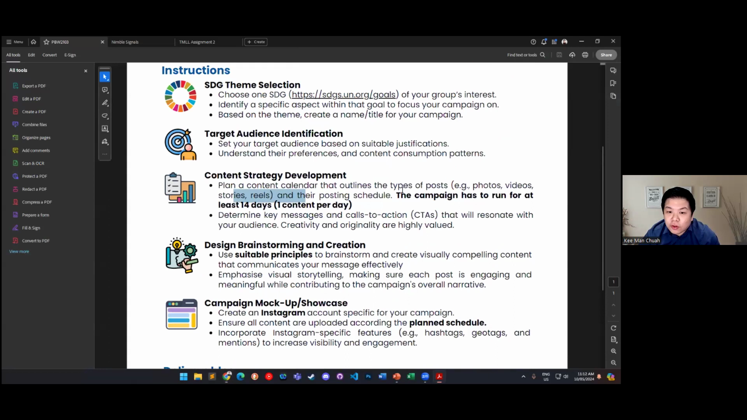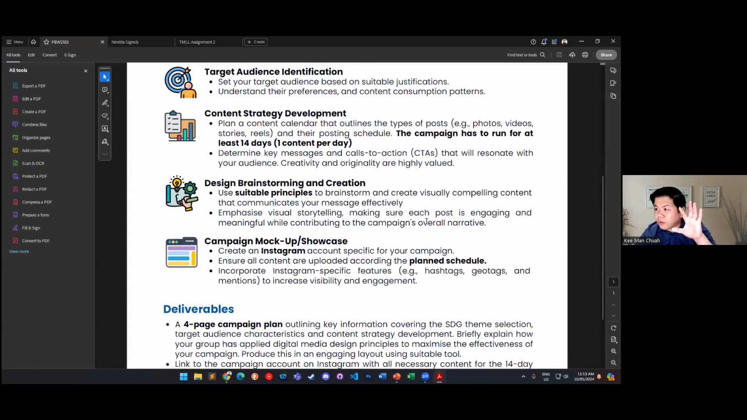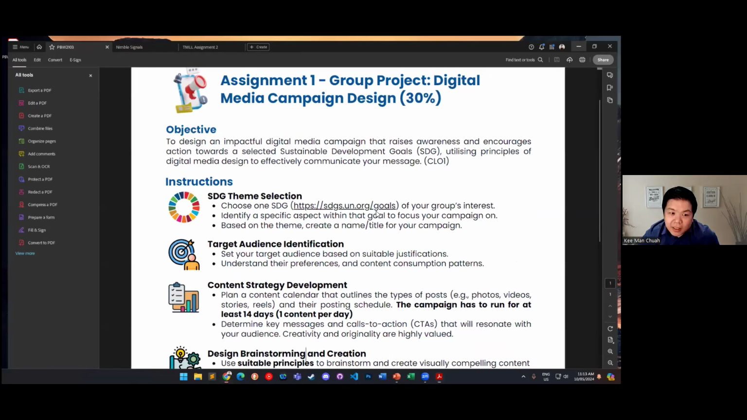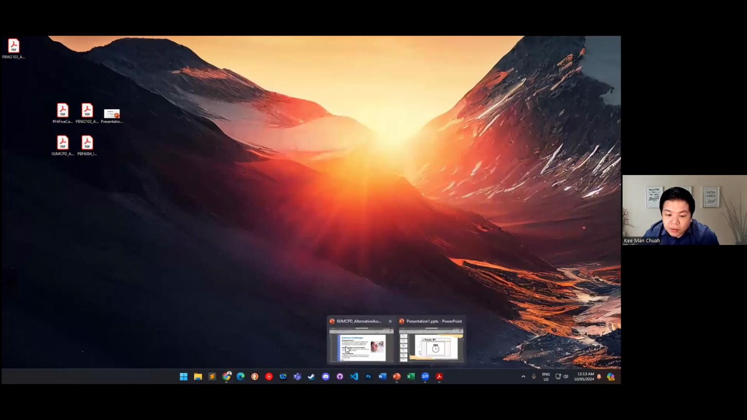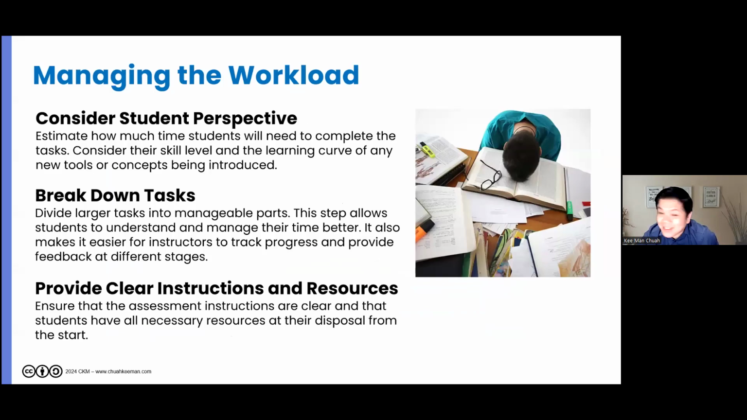Because all this you don't control. Like this one, I just say your campaign has to run for at least 14 days, but it's up to them, the sequencing and all that, and they have to justify, all right? So my point is, if you think if you give them one whole chunk or one lengthy narrative is too heavy, then you might want to break it down, all right? And that breaking down will be able to help you to mark, actually.